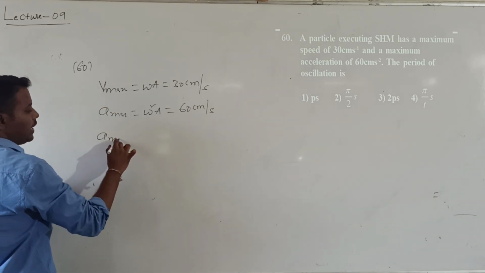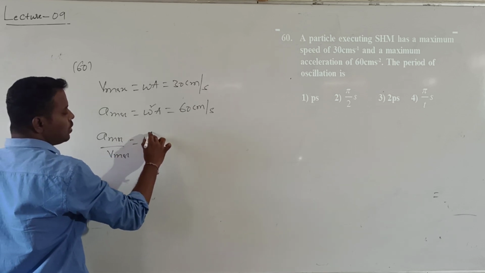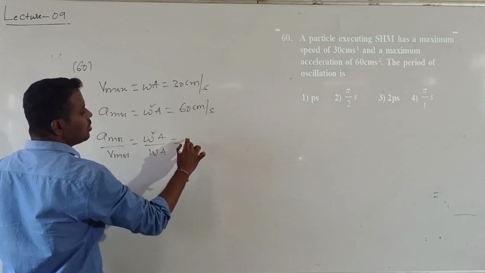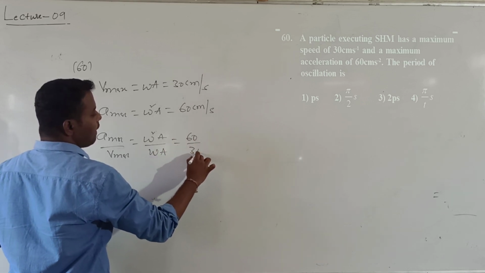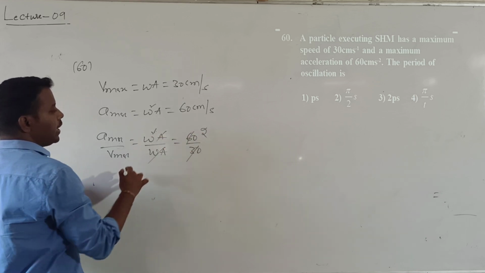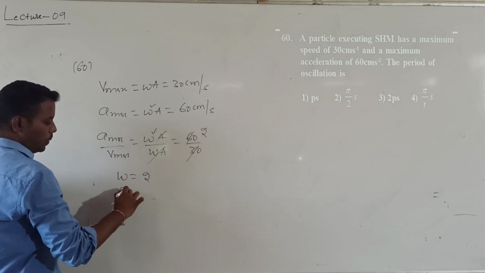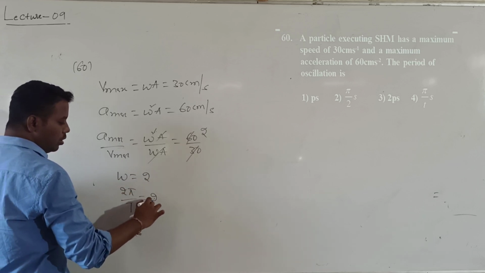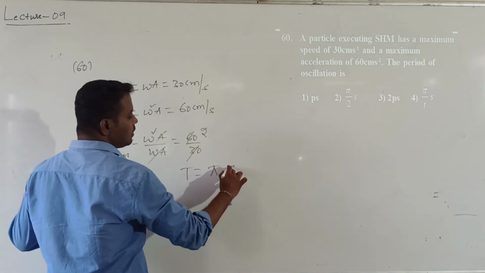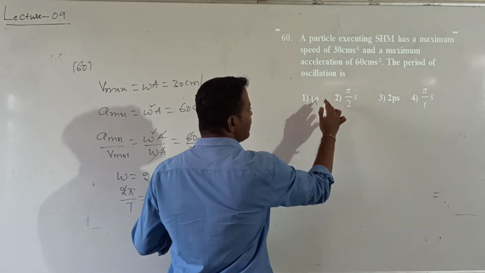So what is Amax by Vmax? Omega squared into A by omega into A will be equal to 60 divided by 30. So 3 ones are 3, 3 twos are 6. Omega A and omega A cancel. What is omega? It is 2. Omega value 2 pi by capital T is equal to 2. The 2s cancel. So what is the T value? Pi seconds. It is not P, this is pi seconds.